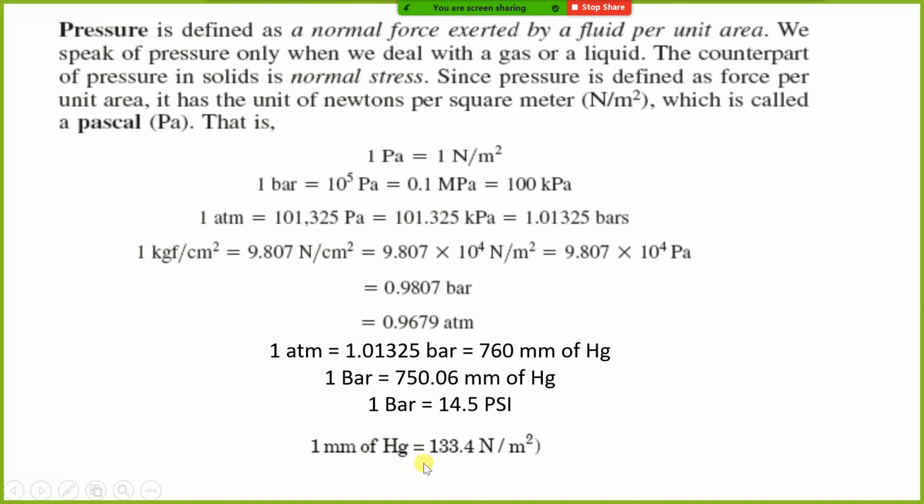1 mm of Hg is equal to 133.4 Newton per meter square. This unit will help you convert mm of Hg into Newton per meter square. If the pressure is given in mm of Hg, you can convert it by multiplying it with 133.4.